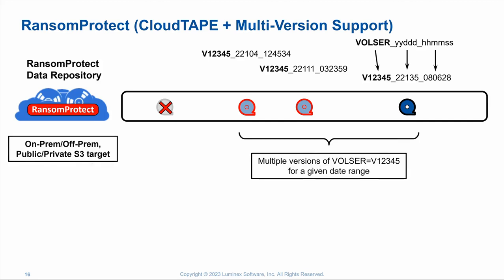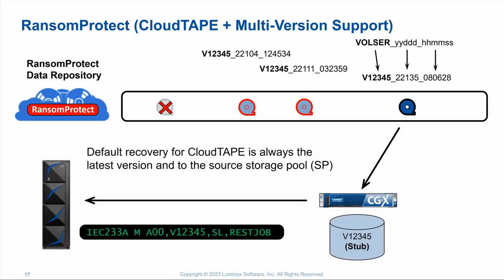Now, for cloud services, using it just as a cloud storage repository, the default recovery is always to the latest version and to the source storage pool. So if you have a tape image that you've released the data space on in your primary storage pool, and you issue a tape mount, the cloud service on our CGX will go to the S3 repository and recover the data portion for that tape. And it's always the latest version, and it's always to the source storage pool.